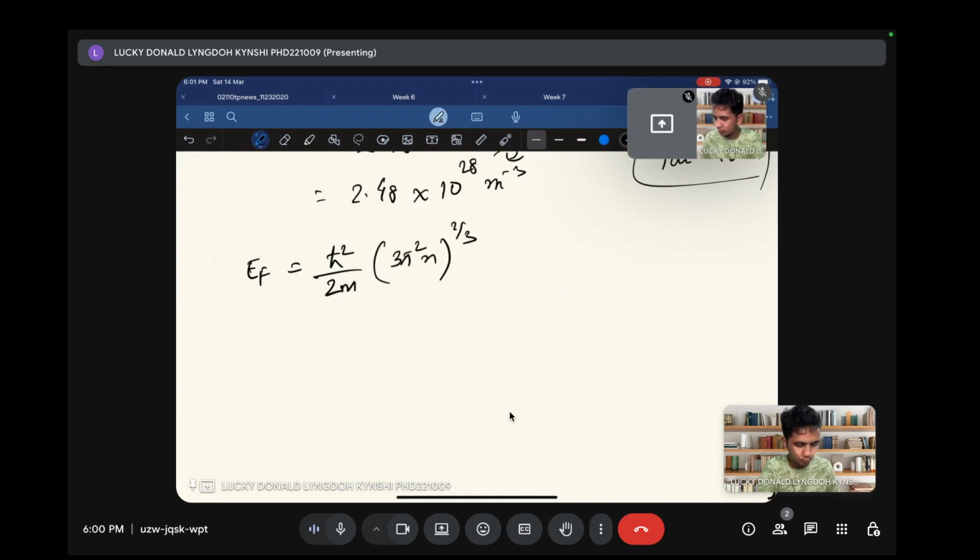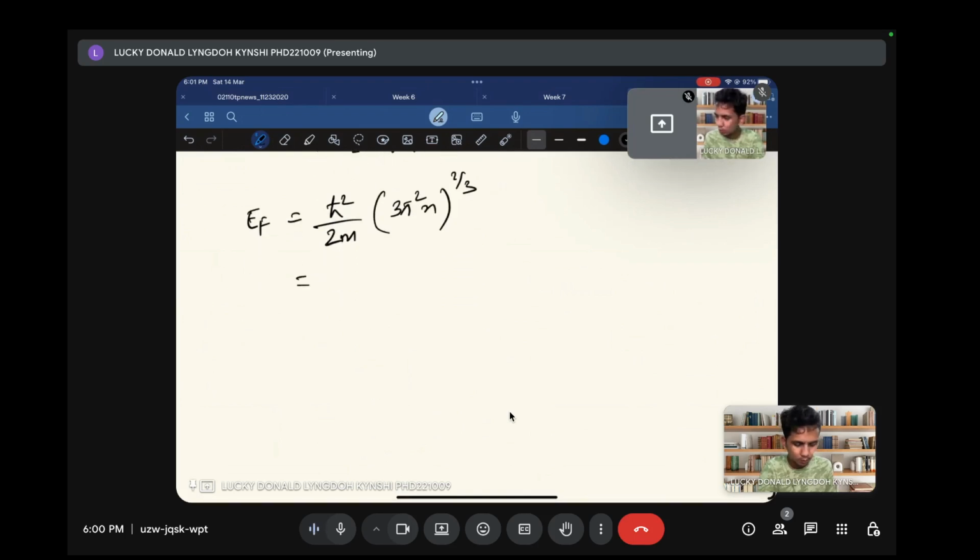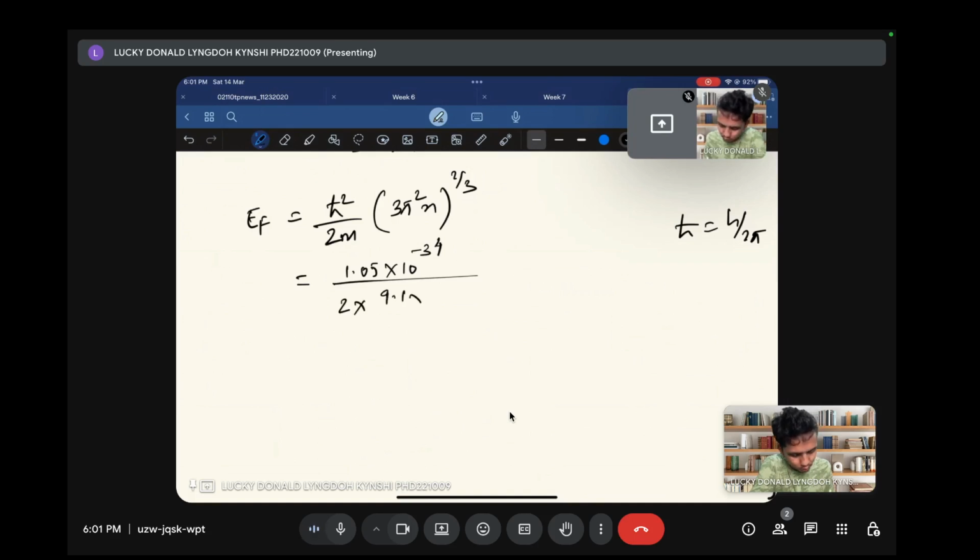If I write it here, h cross is simply h by 2 pi, right? So h is equal to 6.034 into 10 to the power minus 34, and you can substitute here h cross, so 1.05 into 10 to the power minus 34, divided by 2. M is the mass of your electron, which is simply 9.1 into 10 to the power minus 31 kg. So I solved everything in terms of SI unit now, and get 3 pi square.